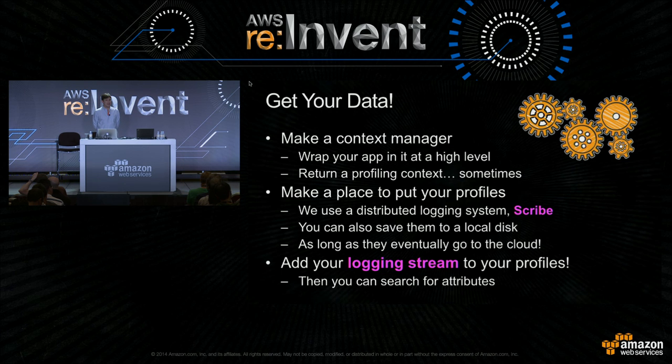You also have to add, if you want to actually be able to figure out which profile goes to what, some sort of a logging stream that contains semantic data about your application. Once you do this, you can then go through the attributes of that logging stream and be like, okay, this profile matches this thing.